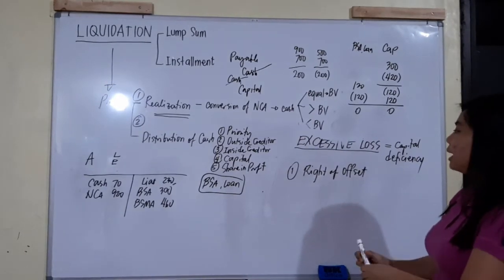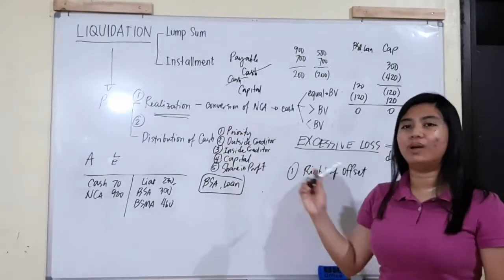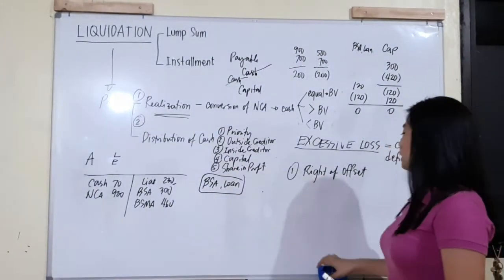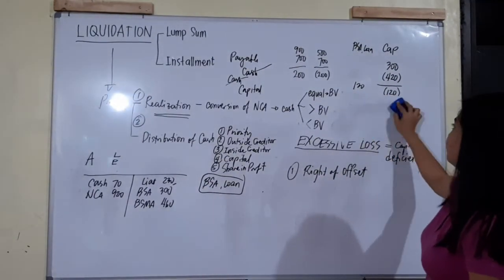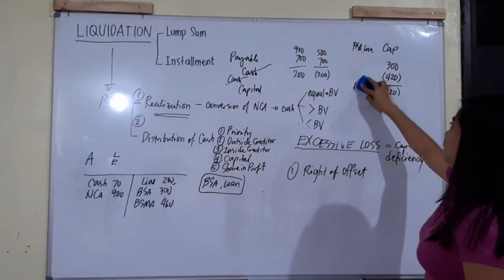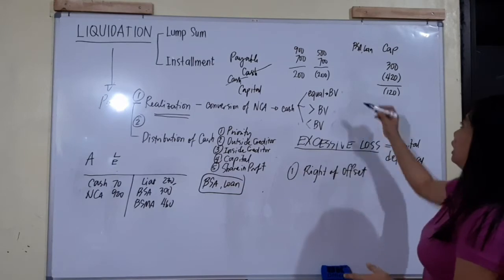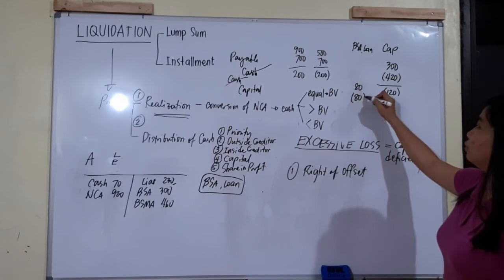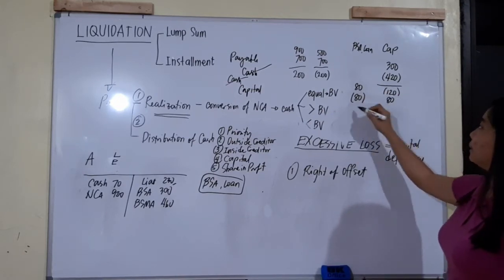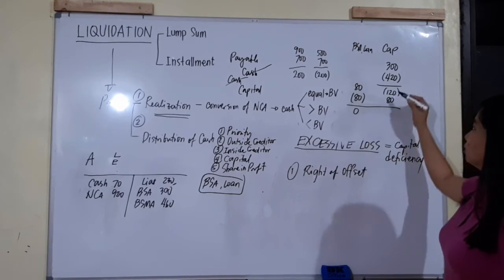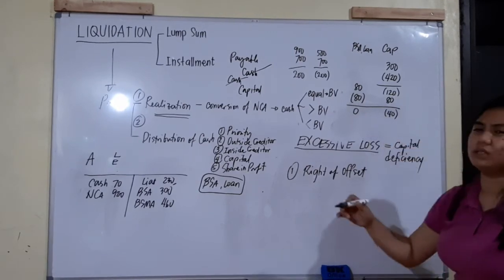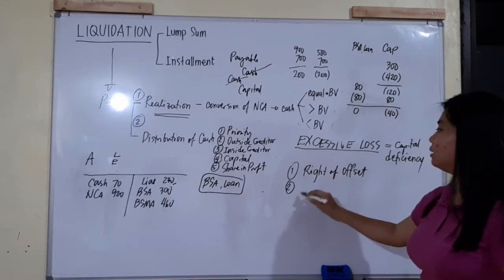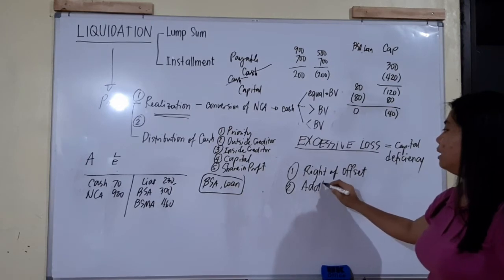Now, paano if the right of offset is not available, ibig sabihin wala siyang pautang pero may negative siya dito, or meron nga siyang pautang pero hindi enough. Let's say, ang pautang niya ay 80. So, meron naman, di ba? So, exercise the right of offset. Tanggalin natin yung loan na 80. Ilagay natin sa capital niya. What happens? Wala ng loan. Pero meron pa rin siyang utang na 40. So, kulang pa rin. So, the right of offset have already been exercised. Second thing is, magkaroon siya ng additional investment.